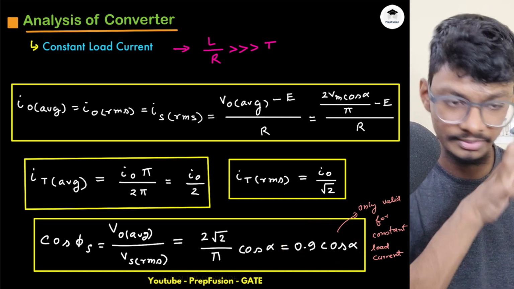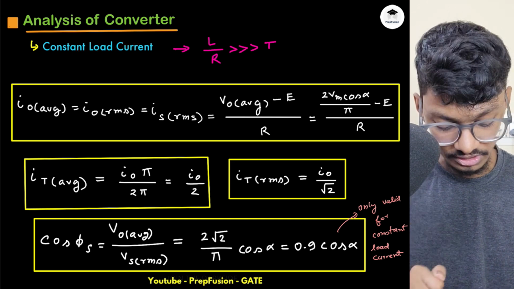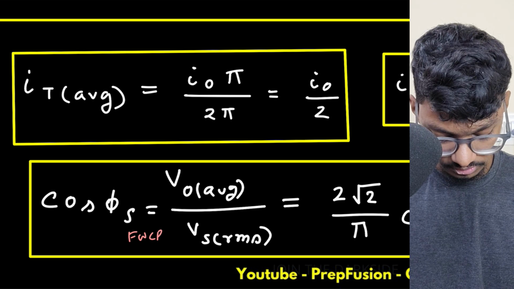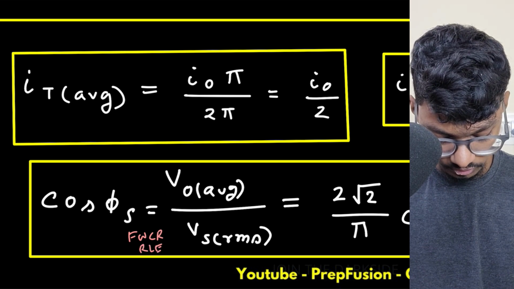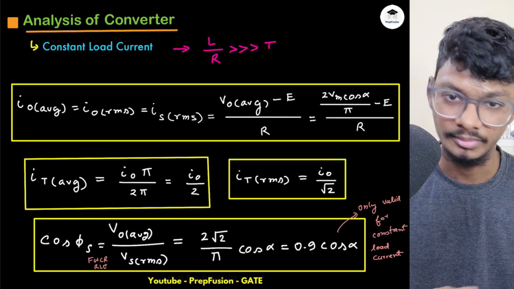This is a formula that you will see in short notes of many people, but it is only valid when the load current is constant. This is for a full wave rectifier with RLE load. So many people remember 0.9 cos alpha, so you can remember it, but you can derive it as well.